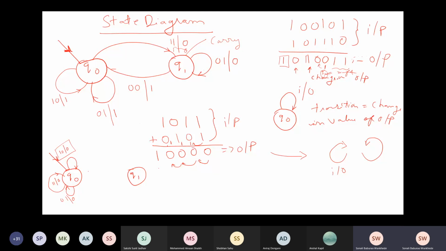And then what is my carry generated? Carry remains in Q naught itself, right? Now tell me, have we reached the final state? Yes or no? This is a question for you. Have we reached the final state? No. In this question, every transition starts from Q naught and ends at Q naught. We have not reached the final state.